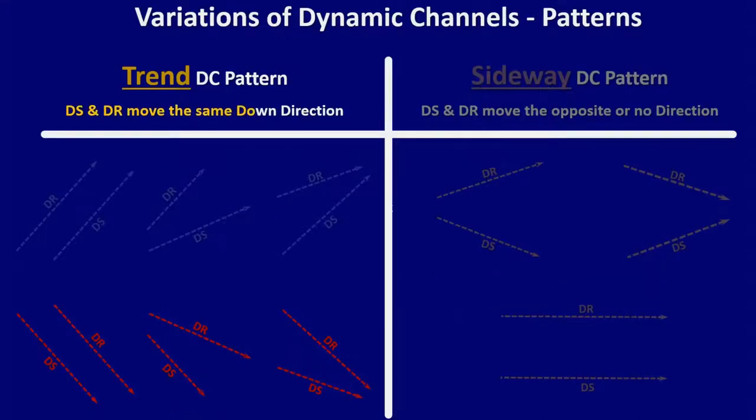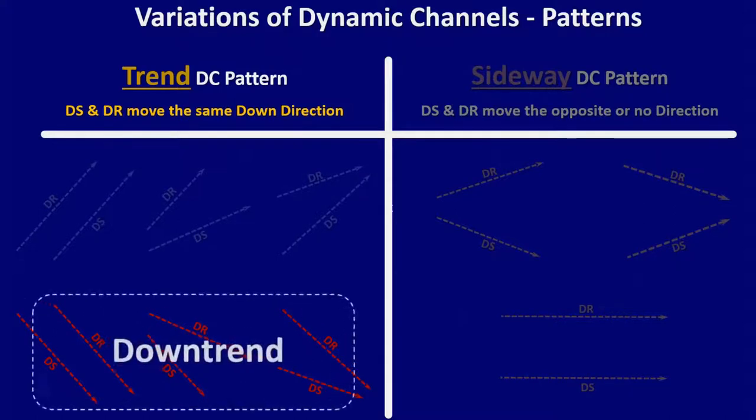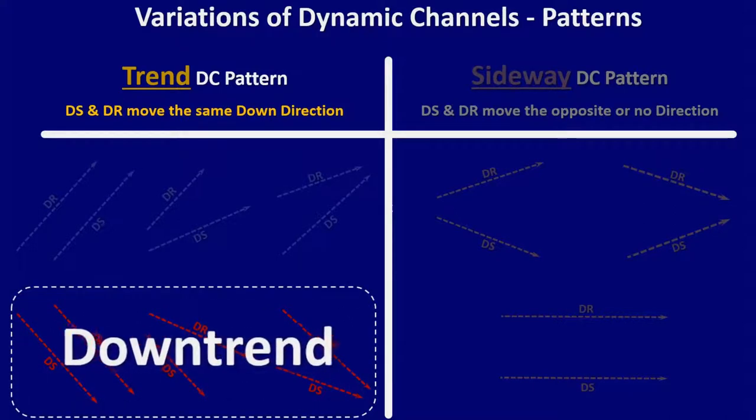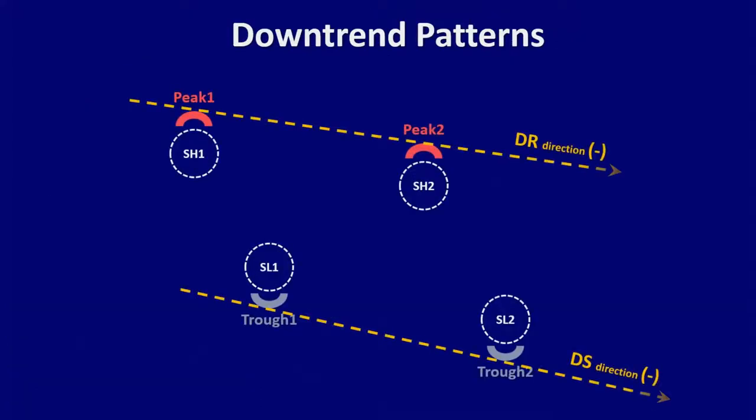When dynamic support and resistance move in the downward direction, we call them the downtrend patterns. In the downtrend pattern, you will see lower highs on the dynamic resistance line, and lower lows on the dynamic support line.